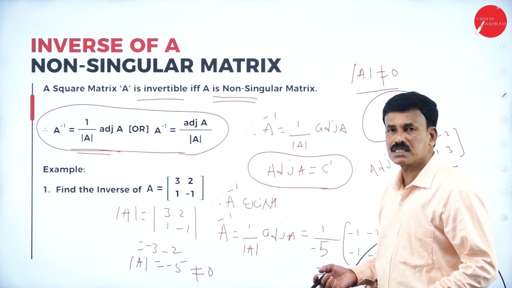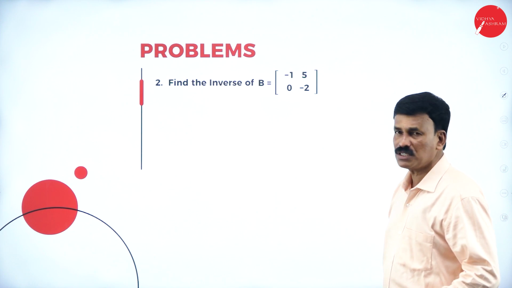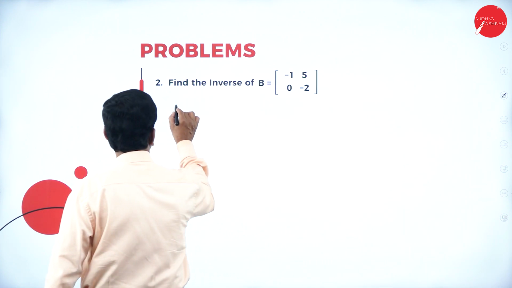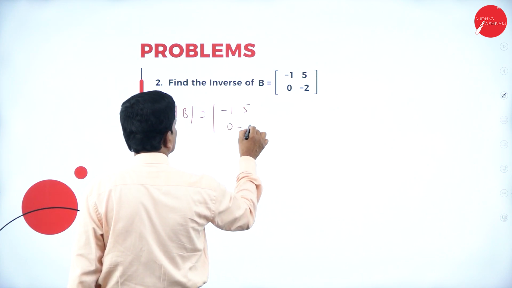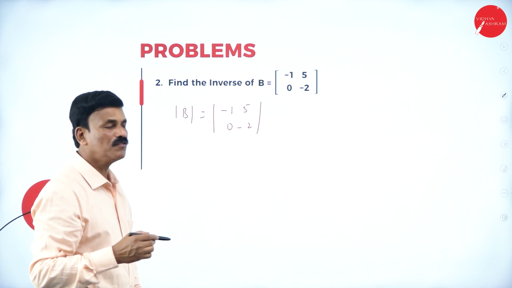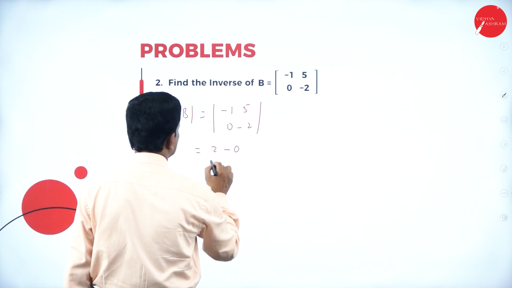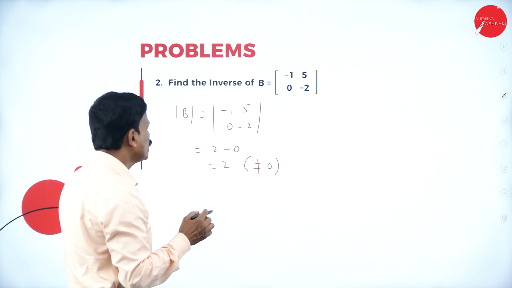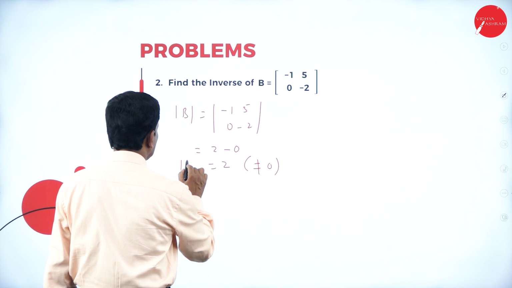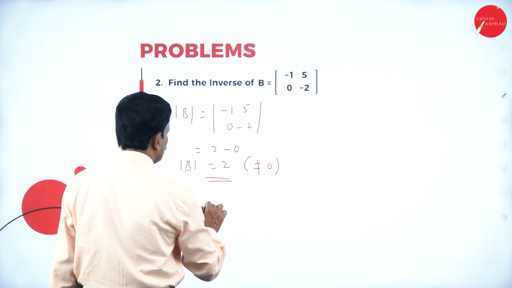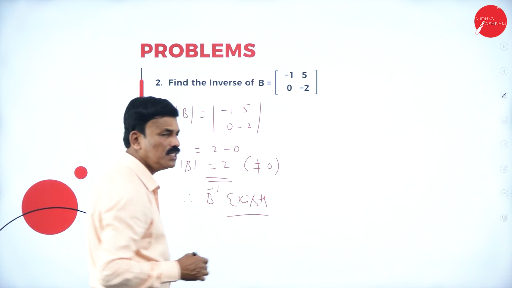Let me take one more example. Find the inverse of matrix B is equal to minus 1, 5, 0 and minus 2. Now check whether it is a singular or non-singular matrix, whether the inverse exists for this or not. Now determinant of B is equal to minus 1 into 2 is plus 2, minus 0 into 5 is 0. 2 minus 0 is equal to 2, not equal to 0. So determinant of B is not equal to 0. Therefore, B inverse exists.